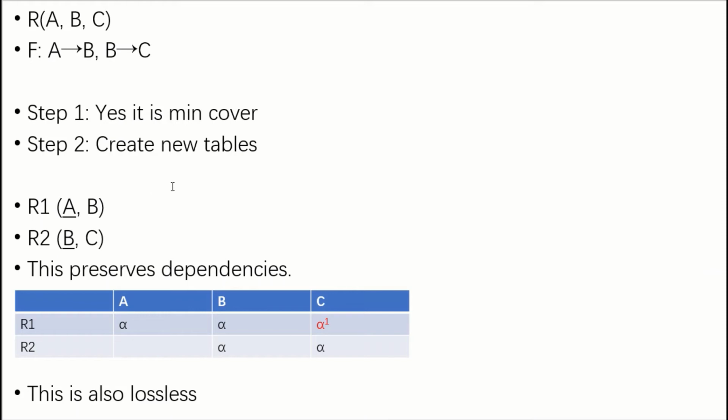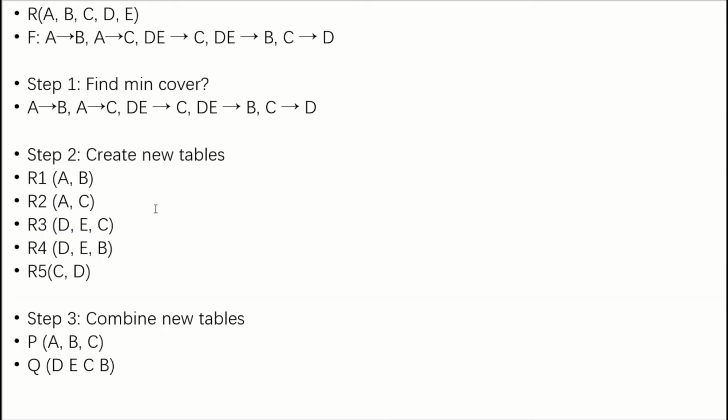Okay, let's go to another example. This is a slightly longer one. So I have A, B, C, D, E. The dependencies: A implies B, B implies C, D implies C, D implies B, and C implies D. So we first find the minimum cover. Is this set of functional dependencies the minimum cover? We don't know, so we can find out now.